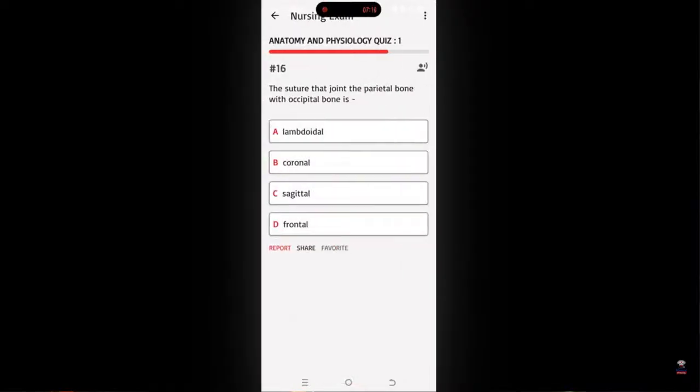The suture that joins the parietal bone with the occipital bone is A. Lambdoidal, B. Coronal, C. Sagittal, D. Frontal.